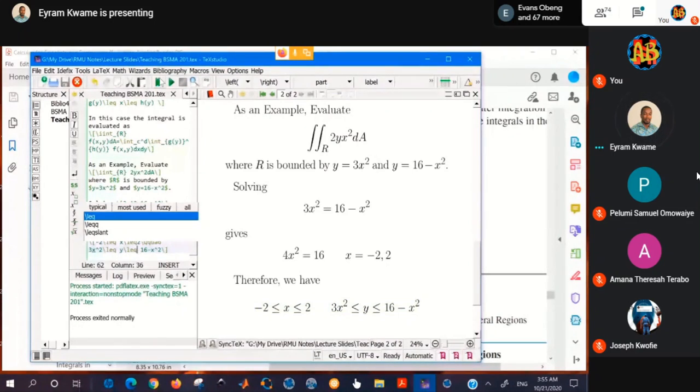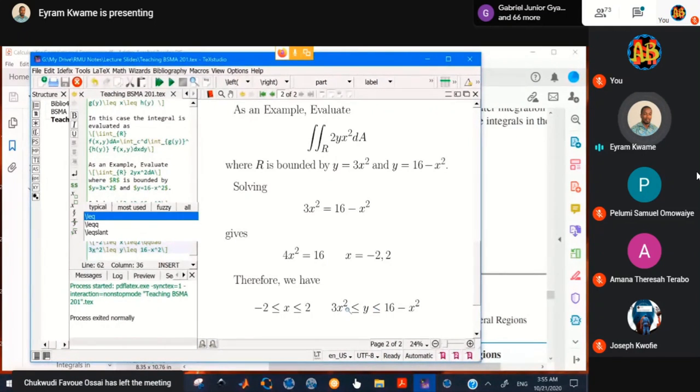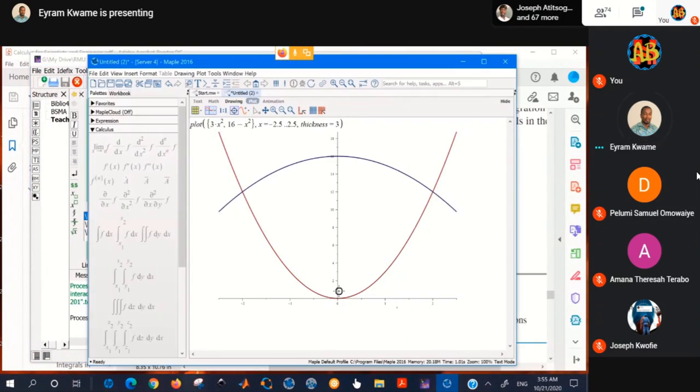Good. So we have this. Now I'll have to explain why I am integrating from 3x squared to 16 minus x squared. It's because of the graph I got. So look at this. Along the x-axis, I'll move from negative 2 to positive 2.